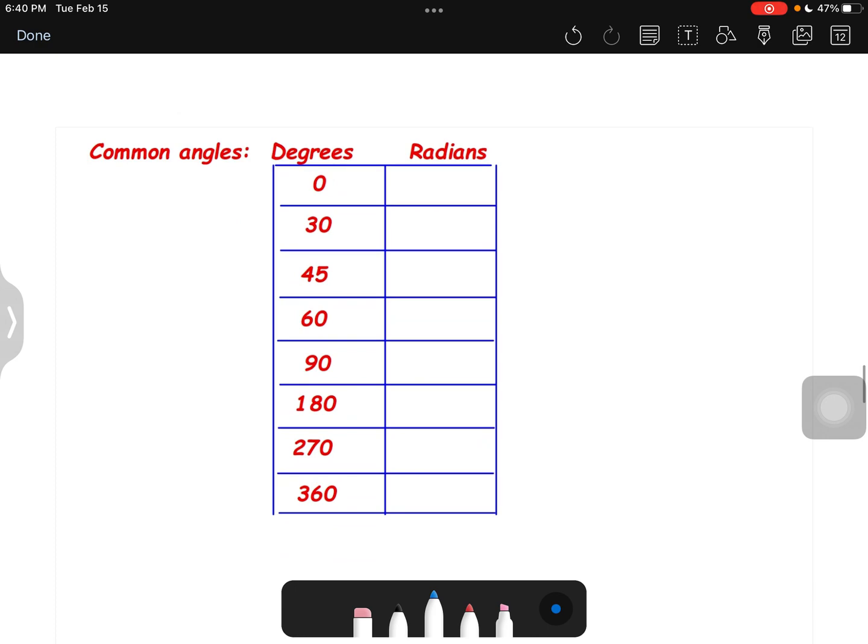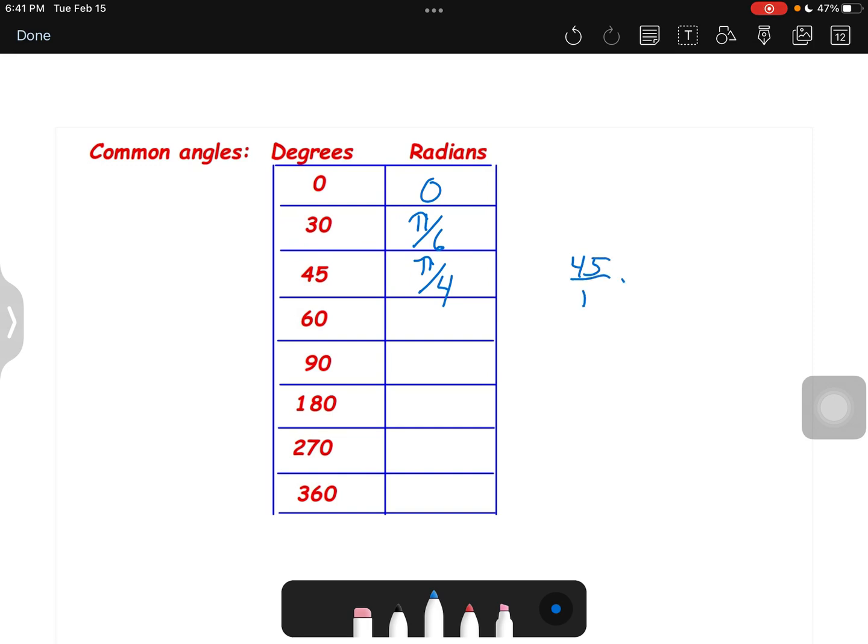So here's just a table where we have some of our common angles that we work with all the time and converting those to radians. Eventually you're probably going to remember these ones because we use them a lot. Obviously 0 degrees is still going to be 0 radians. You multiply 0 times pi over 180, you're still going to get 0, right? 30 times pi over 180, we just did that one, and we got pi over 6 for that one. If you take 45 times pi over 180, you're going to get pi over 4. Okay.